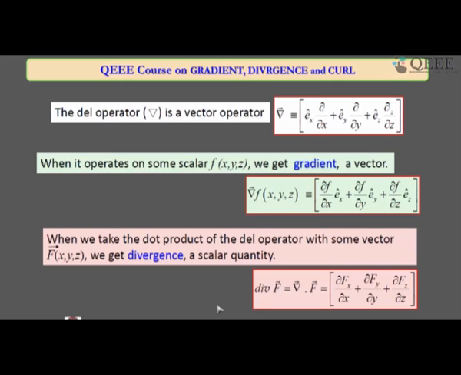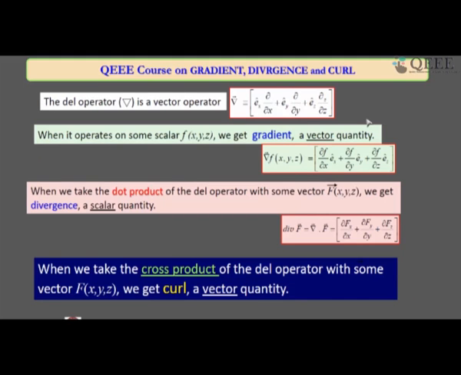What else can you do with this vector? We wrote del operating on a scalar, and del in a dot product with another vector. What is remaining? We can write it as a cross product. Let us write the cross product of the del vector and another vector. That will give you the curl, which is a vector quantity, actually a vector function.